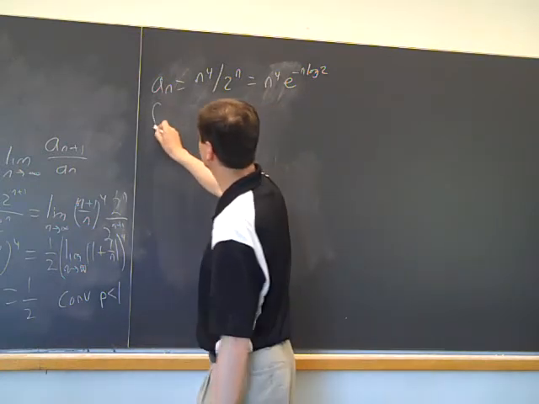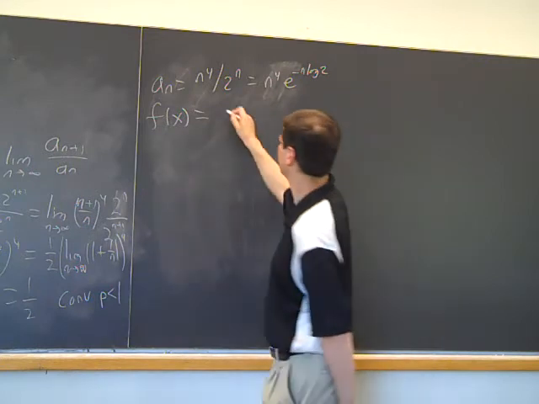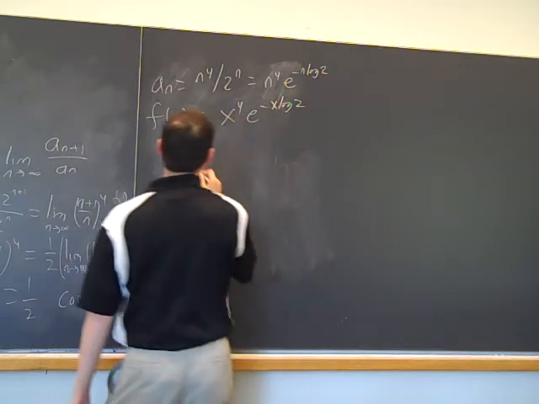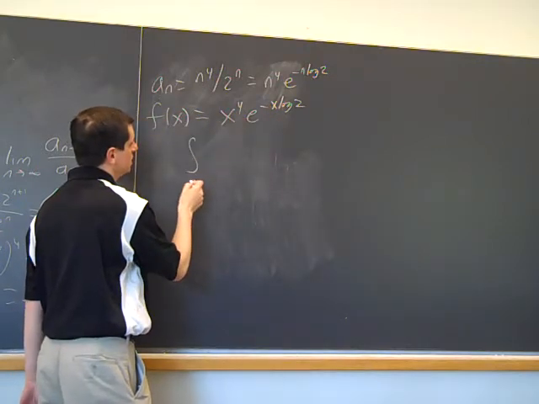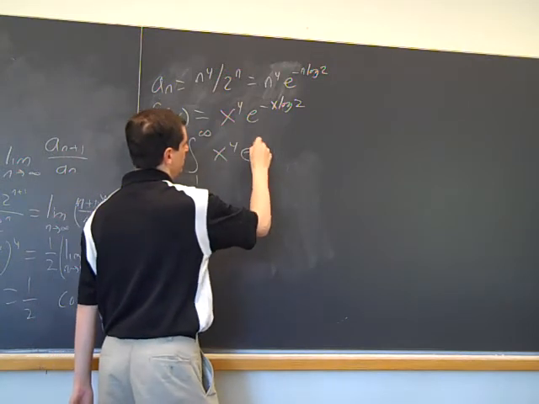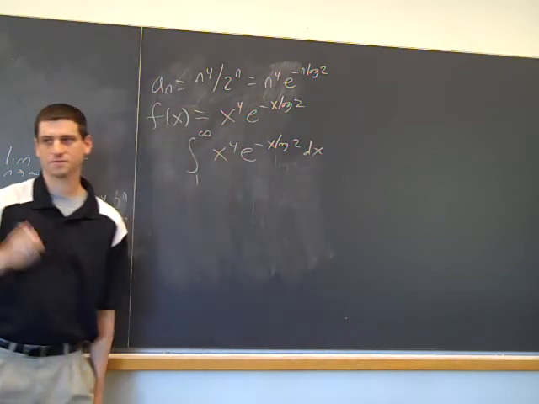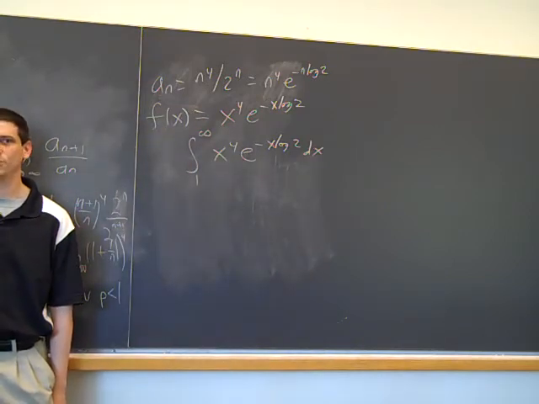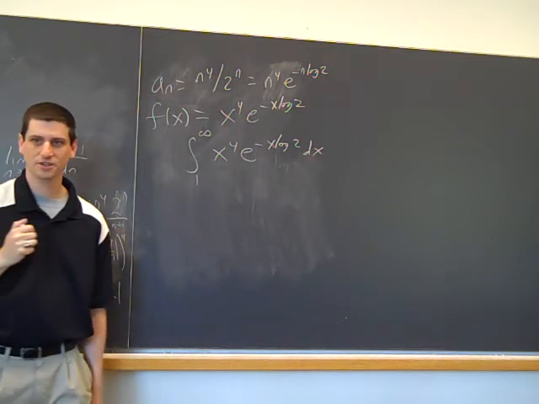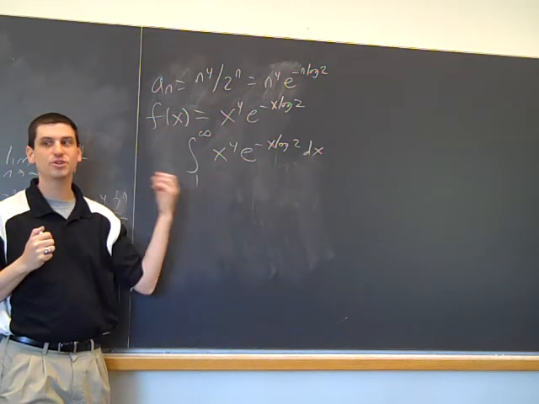I need to come up with a function f of x. What is your thought for the function? x to the fourth over e to the negative x log 2. Right. So what I need to do is integrate from, say, 1 to infinity of x to the fourth e to the negative x log 2 dx. I will show you how to do this using the integral test. What am I going to have to use? Integration by parts.